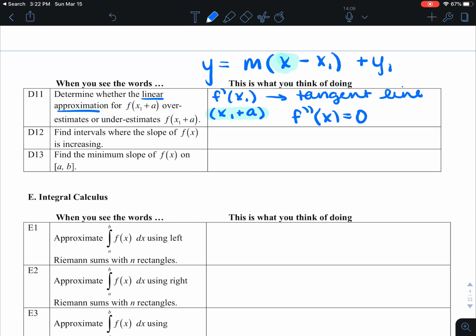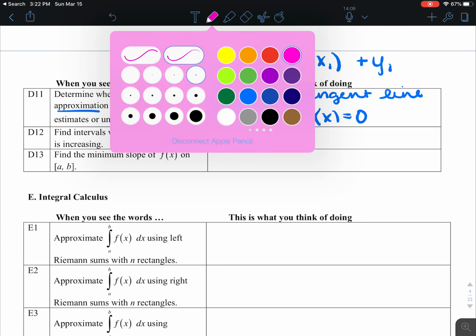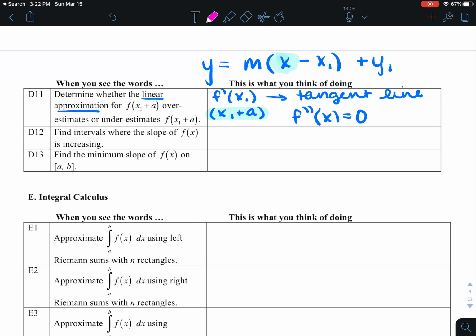Find the intervals where the slope of f of x is increasing. Much to your luck, this was something that was tested years ago and is really not tested anymore. So you would find f double prime of x, which is the derivative of f prime. Find the critical values, right? So the critical values would be where this equals 0, and then make a sign chart. And so wherever f double prime of x is positive, it's increasing.